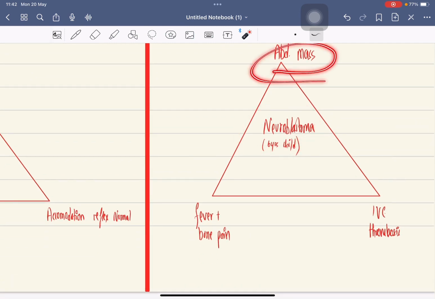Next, we have neuroblastoma, which occurs in children. It consists of abdominal mass, fever, and bone pain with IVC thrombosis.